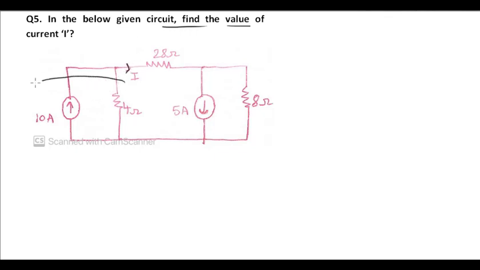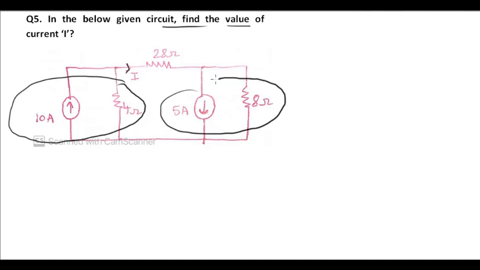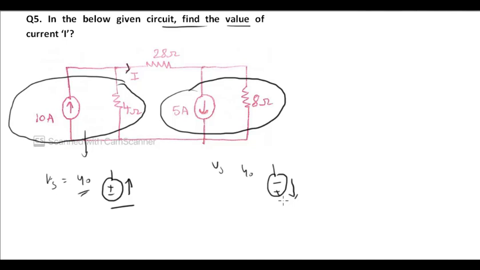Now I can see the current source is connected in parallel with a resistance, and this other current source is also connected in parallel with a resistance. From here we can find our voltage sources. The voltage will be equal to IR, that is 10 into 4, which is 40 volt. What will be the polarity? Polarity will be plus minus, because the current direction is upward. And for this one the Vs would be 8 times 5, which is 40, but the polarity here will be minus plus, because the current direction is downwards.